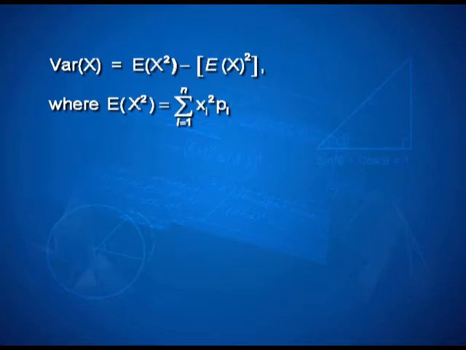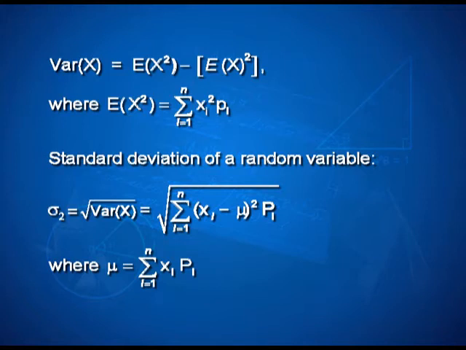Along with this, we also have the standard deviation. Standard deviation is nothing but the positive square root of the variance. So, you calculate the variance and take the positive square root of it. That gives us another measure known as the standard deviation of a random variable.